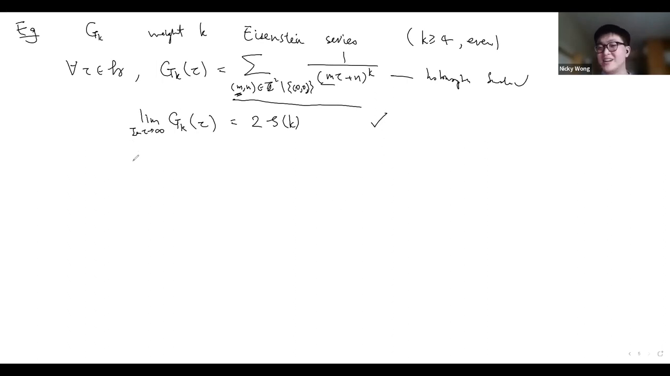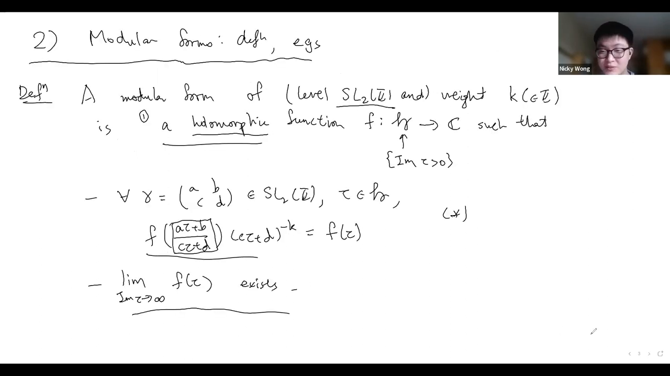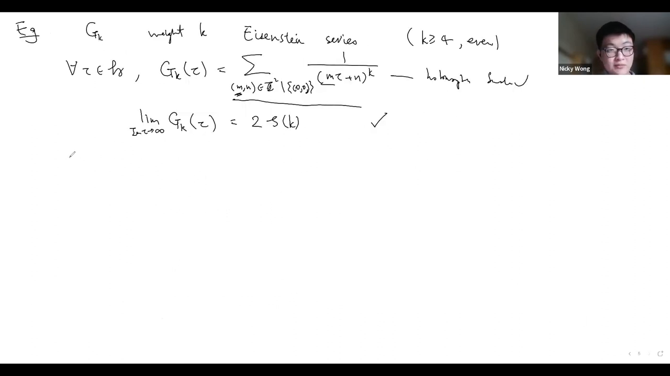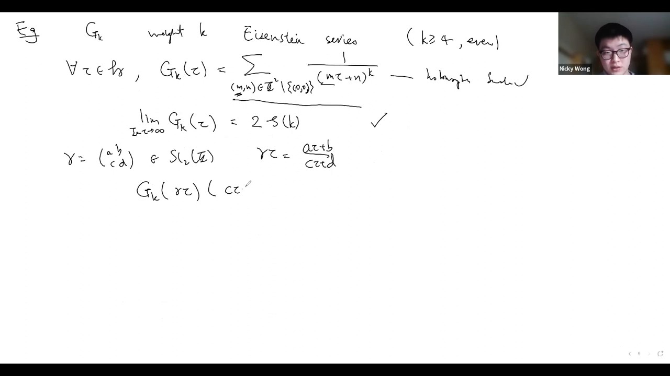Again, the star condition, we have to show that. So let's take a look at that again. Now I'm going to cheat a little, and let gamma be (a, b; c, d) in SL2Z. I'm just going to write gamma tau to be (a tau plus b) over (c tau plus d), again inspired by the Möbius transformation action. So let's look at Gk of gamma tau times (c tau plus d) to the minus k.